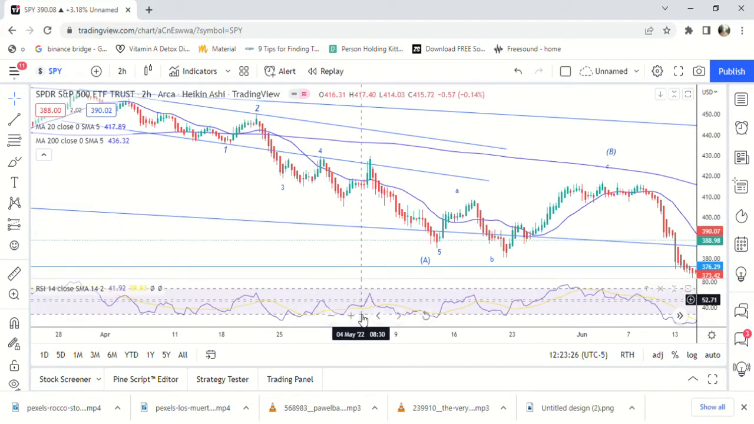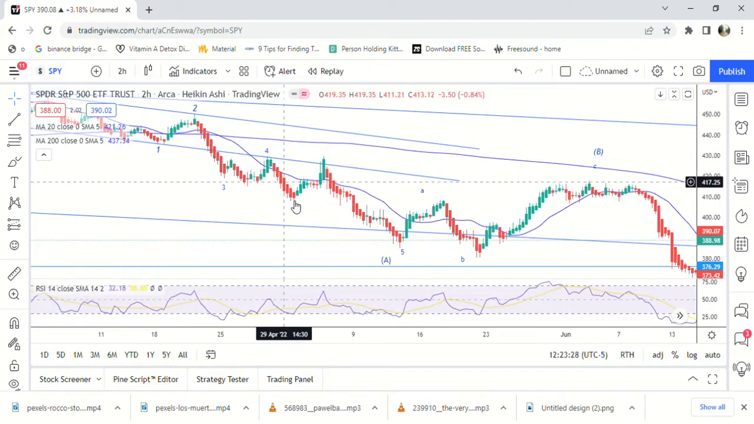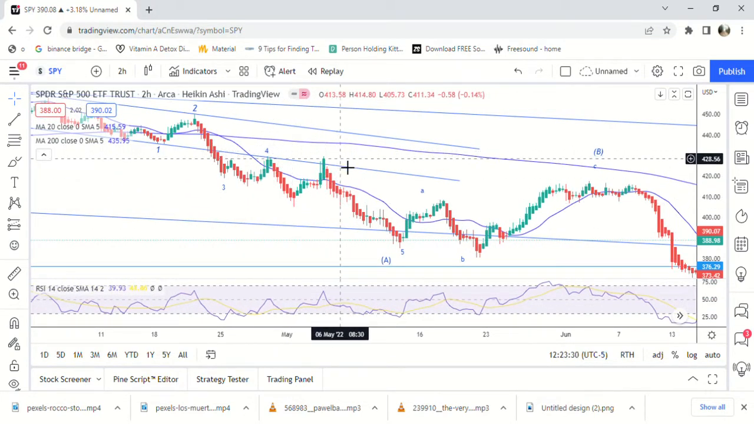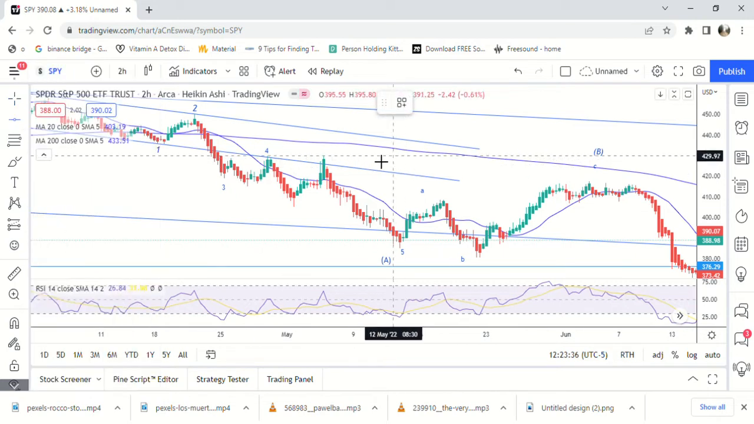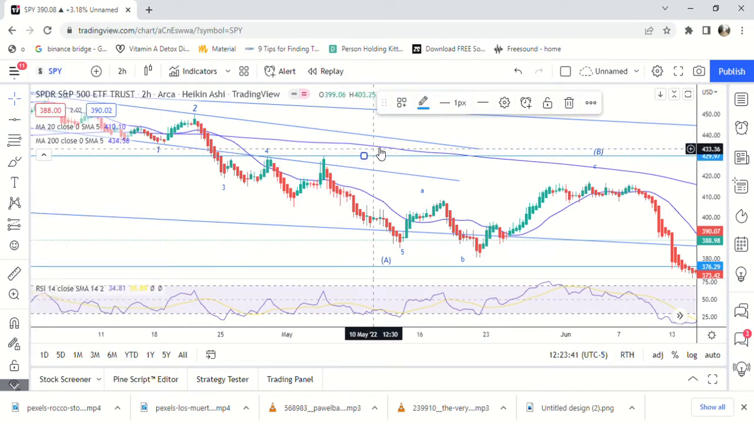And it looks like we have 1, 2. Remember, the second wave cannot go past the first wave. So we take the horizontal line just to make sure it doesn't go past it. And it's a double top. Look at that. So we have 1, 2.